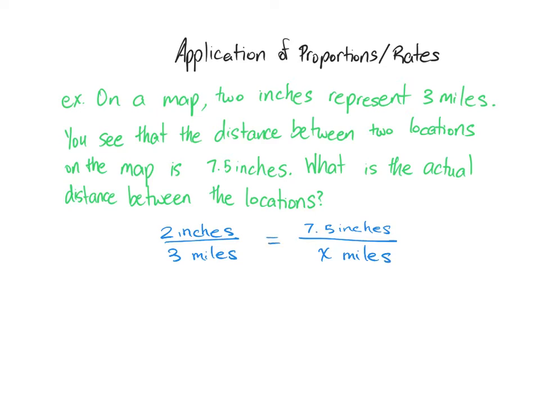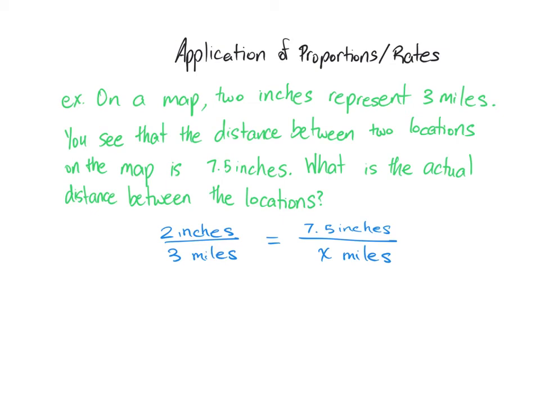So now we actually have two proportions that are equivalent to each other, and we just do not know what this value is. Now, make sure that inches are across from inches and the miles are across from miles. If they were crisscrossed, then you know you did something wrong. Another way to set this up would be to have inches above inches and miles above miles, but we're not going to do that today. Inches across from inches, miles across from miles.